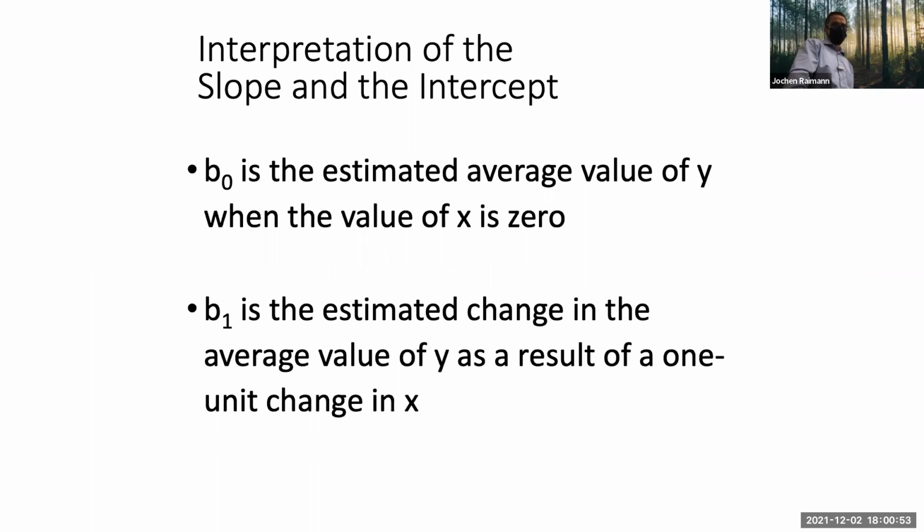Good. The interpretation is the estimated average value of y when the value is 0. That's our intercept. The estimated change in the average value of y as a result of a 1 unit change in x is our b1, our slope.